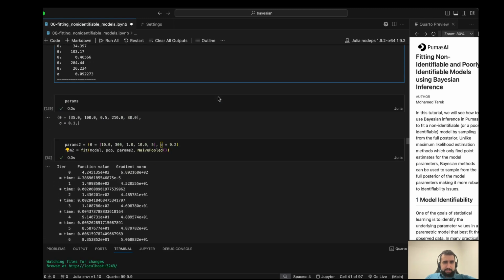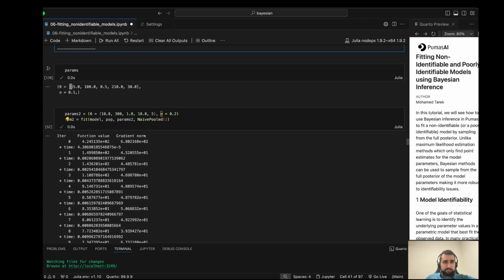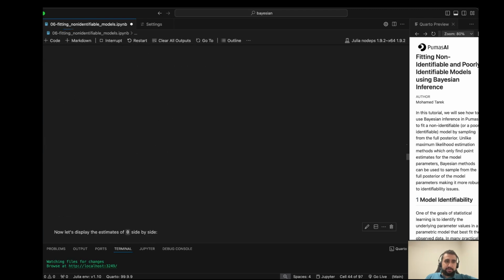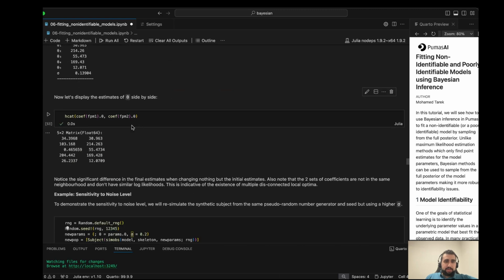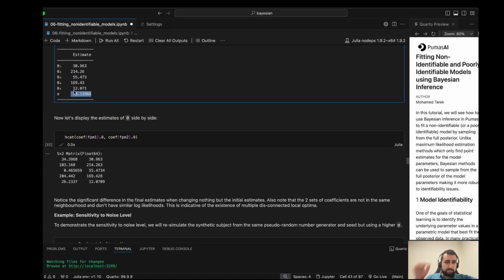Good. Now let's try to change the initial parameters. So let's go from these values here to these values. I had to play around with these for a bit, but basically the idea is you can show that for some initial values your estimates will be very different. So I just ran the fit function on this, and now I'm displaying the thetas. You can see that the sigma is still close to 0.1, which is the true value. But let's display these two estimates.